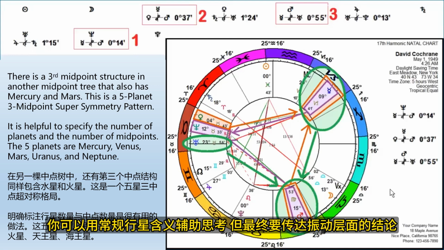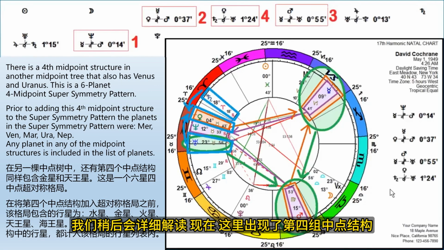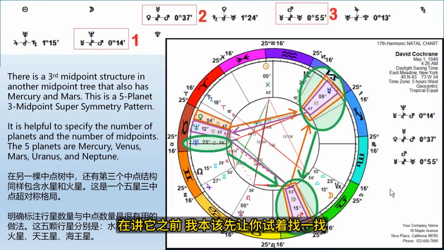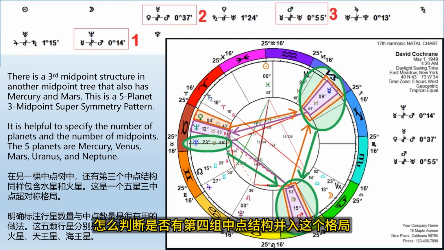You can do that to develop your thoughts about it, but communicate your conclusion. What does it mean to be in that vibration? We'll talk about it. We'll go over that. Now, there's a 4th midpoint structure. Before I go there, maybe I should have asked you first, so see if you could find it. How would you find if there's a 4th midpoint structure tied into this?